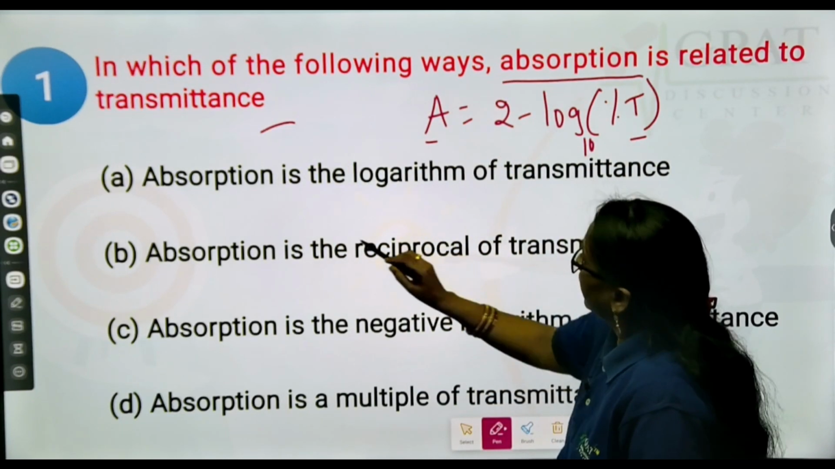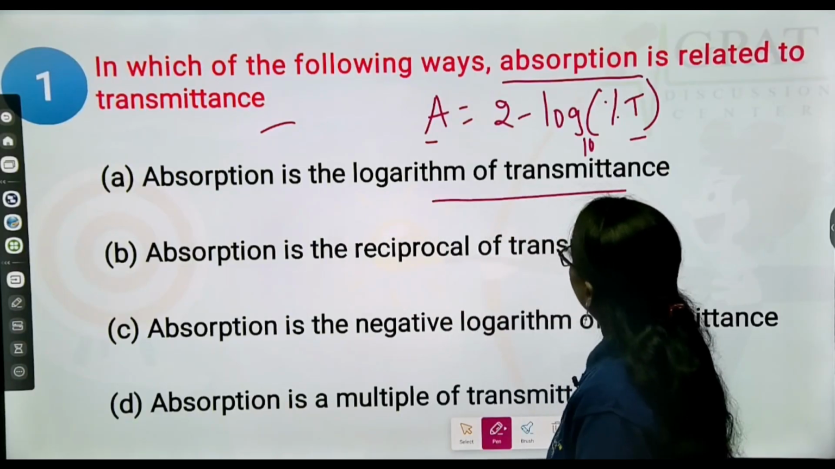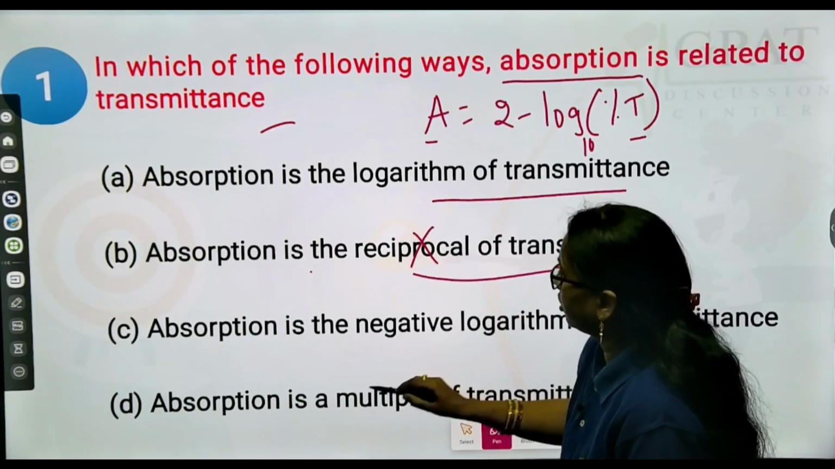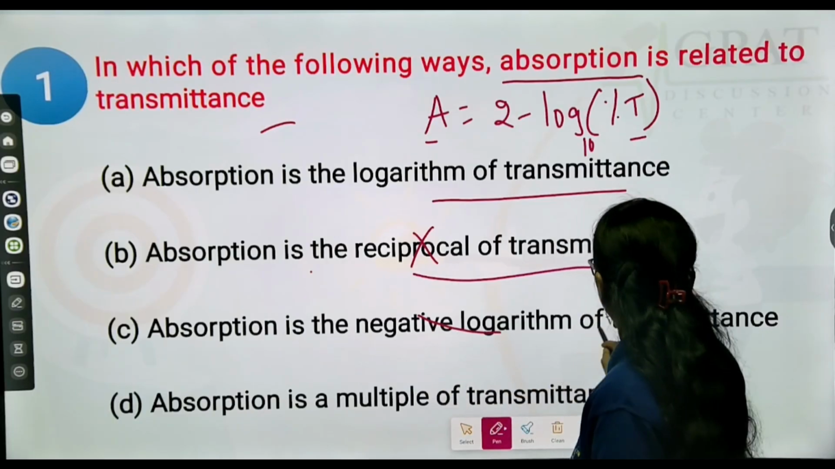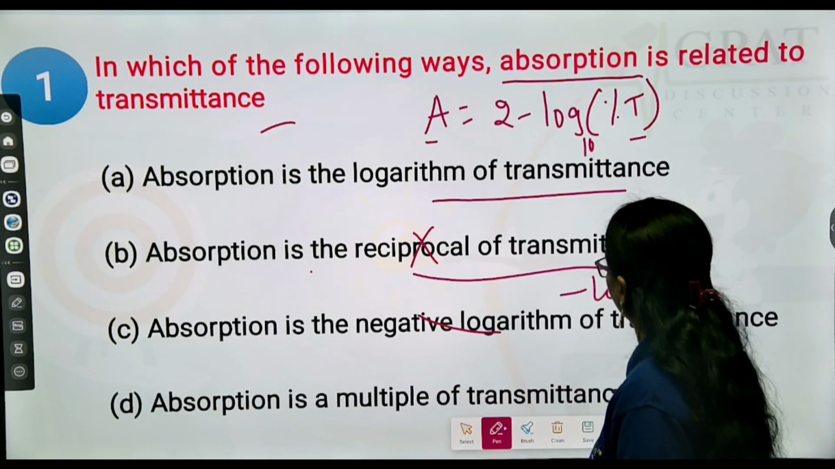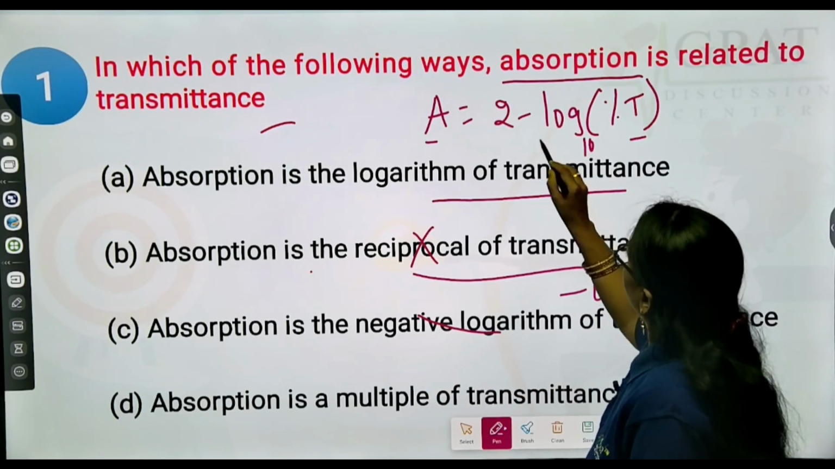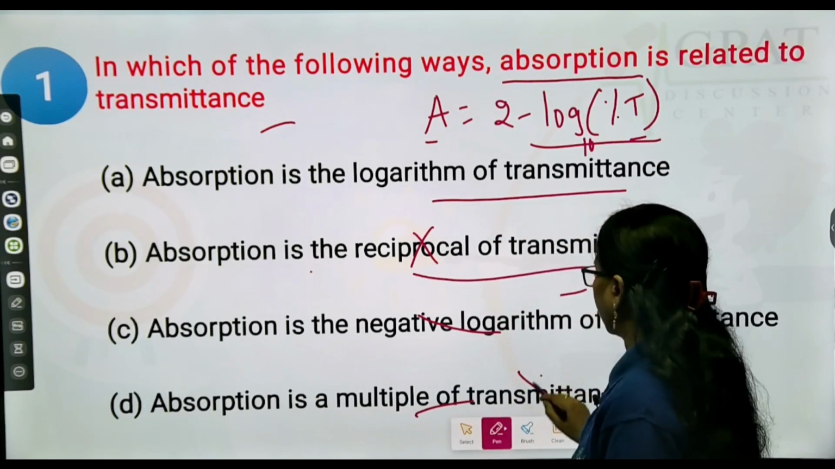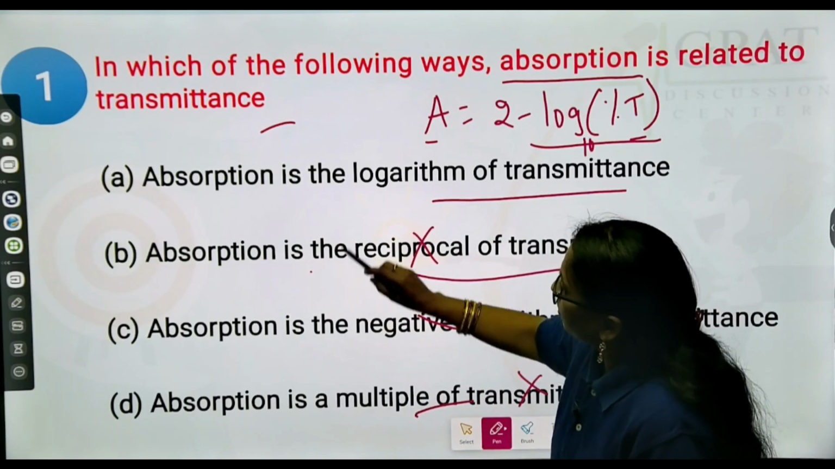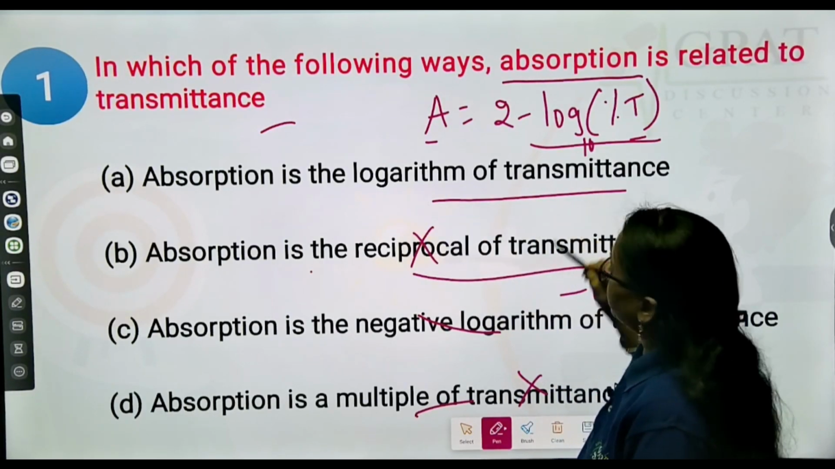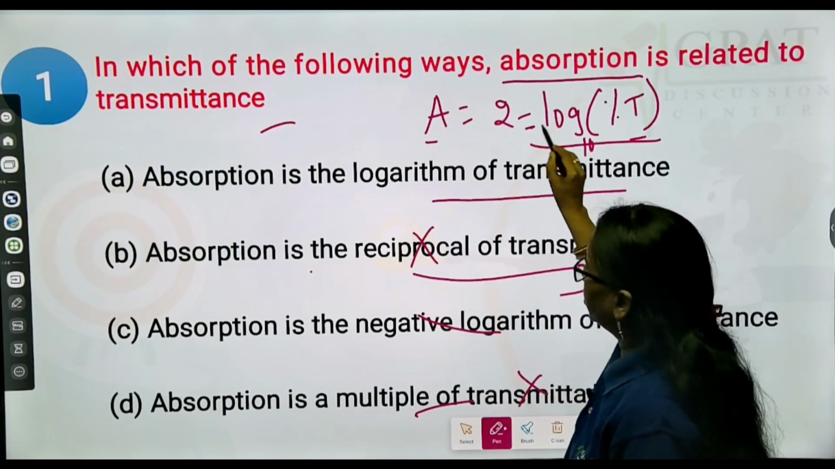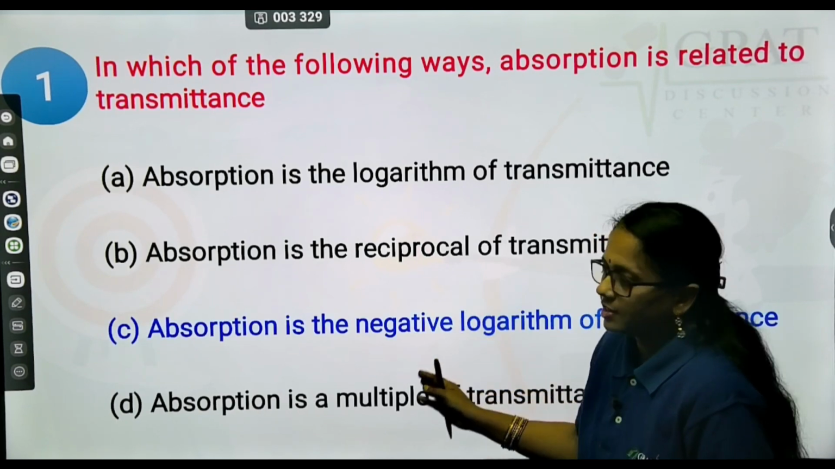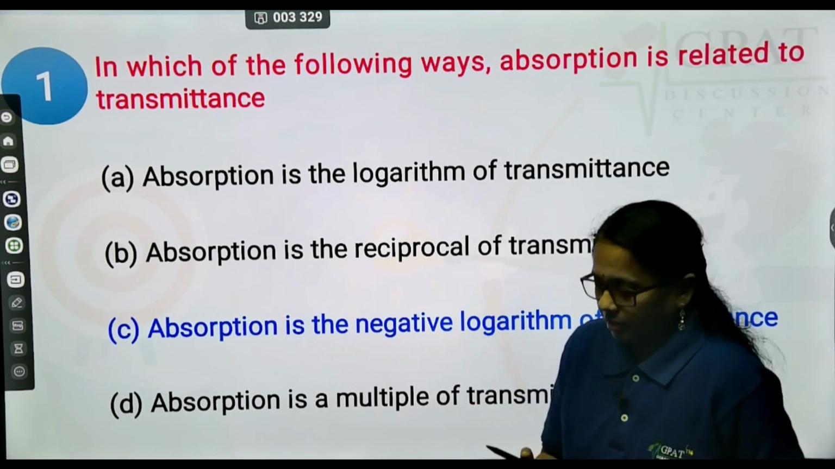Let us see the options. Absorption is a logarithm of the transmittance. Absorption is the reciprocal of the transmittance. No, not at all. Absorption is a negative logarithm of the transmittance, that means minus log of this one. And absorption is a multiple of the transmittance. No. So between A and C, absorption is a logarithm of the transmittance, but it is a negative logarithm in this case. So obviously C is the correct relation.